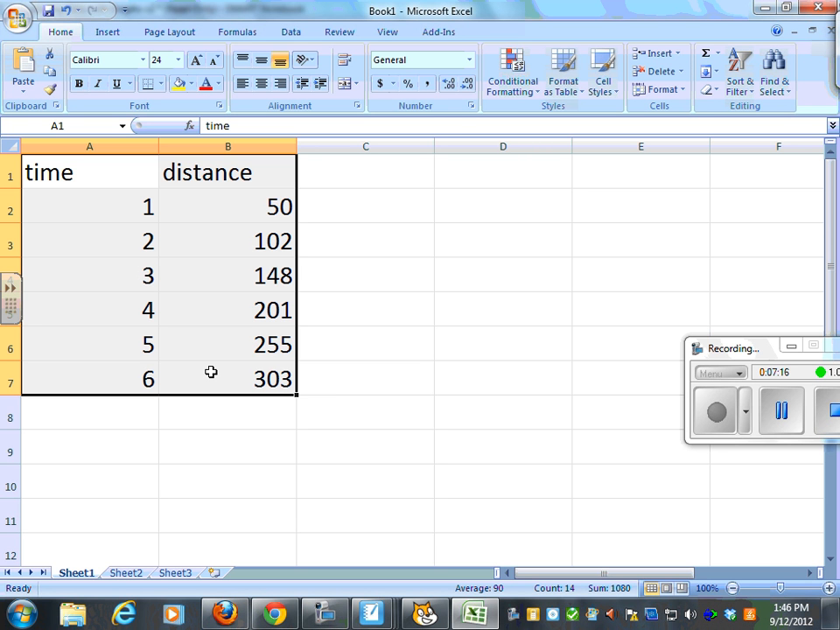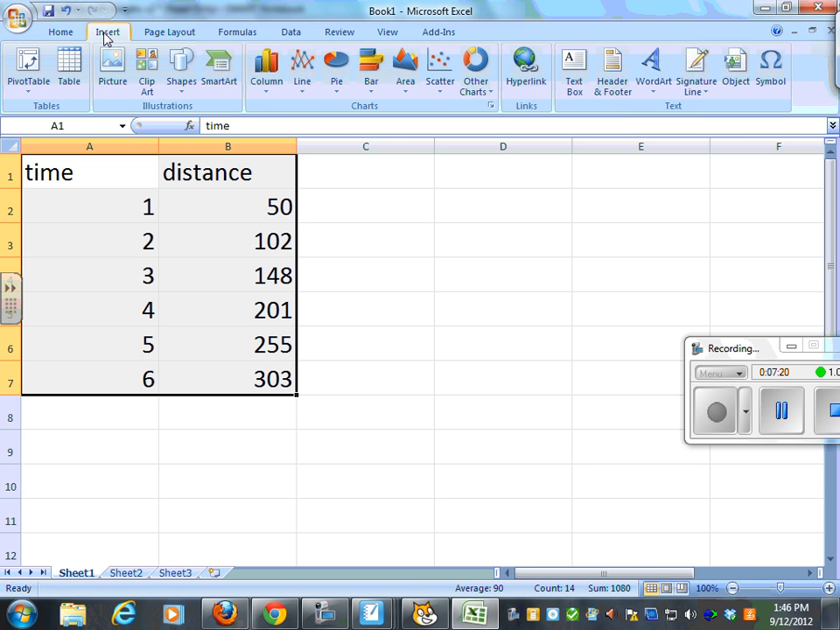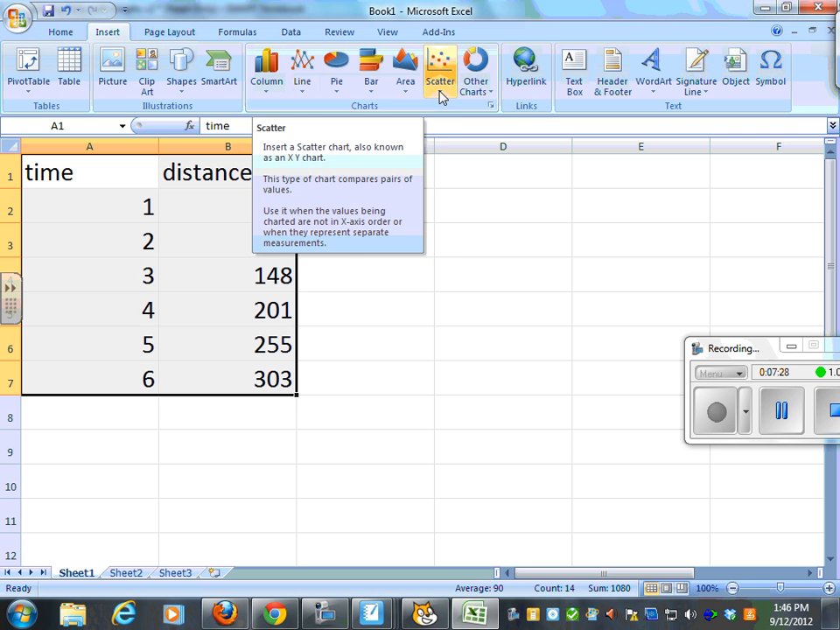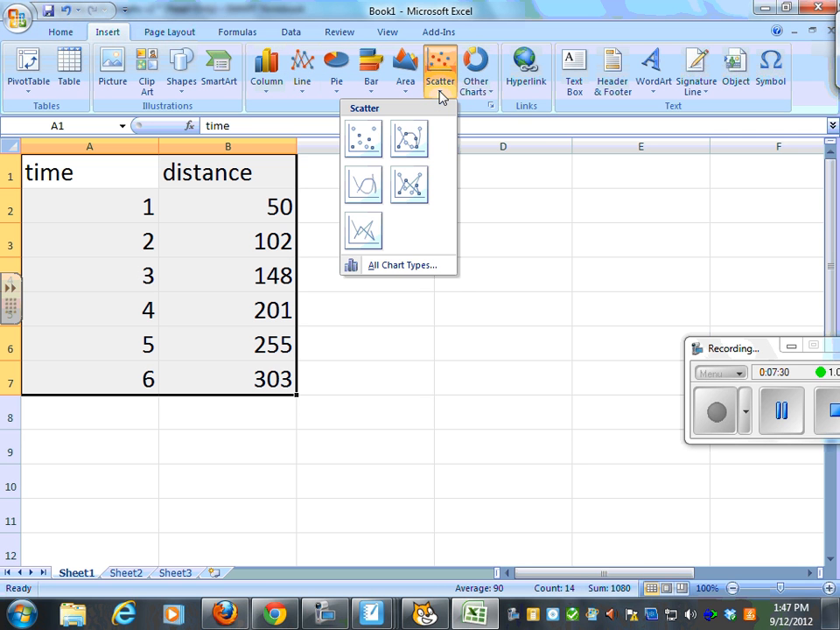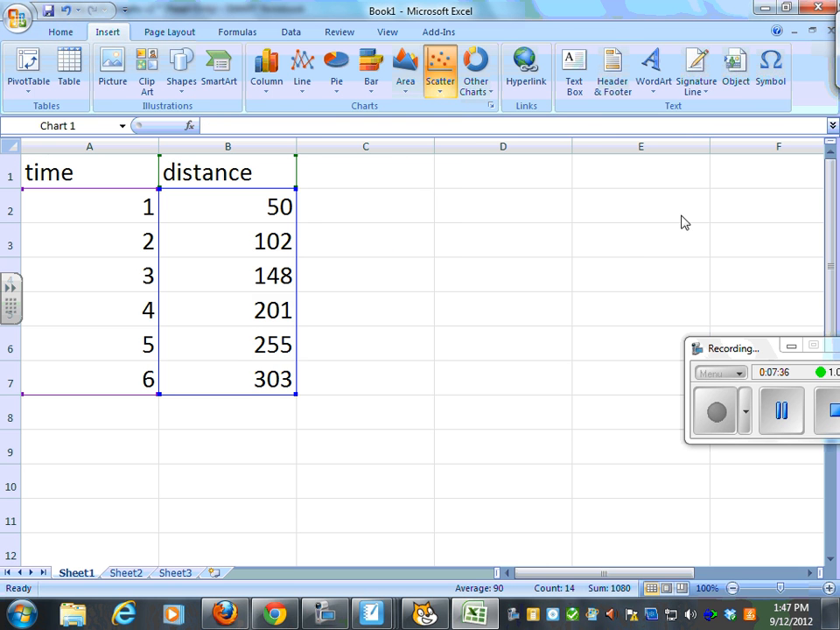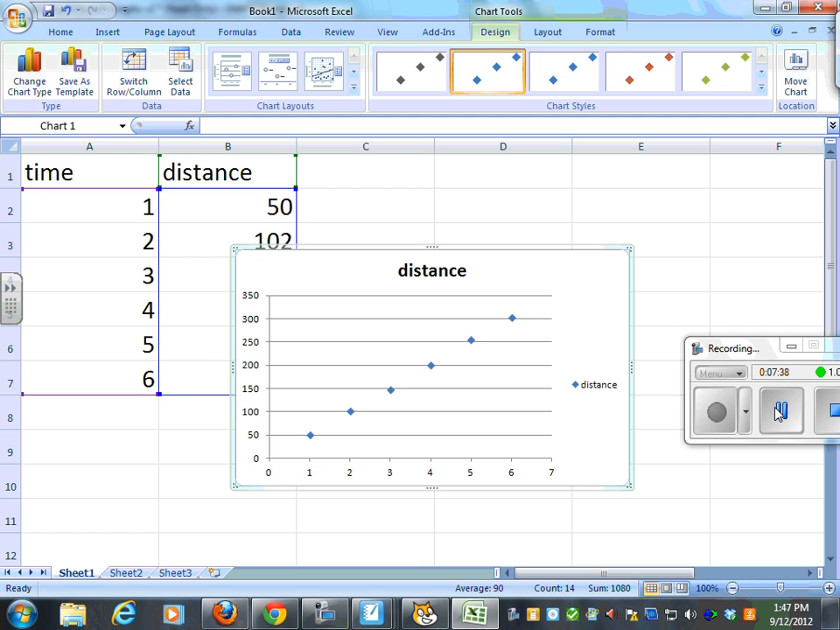Okay? And once you've done that, you're going to go to the Insert tab across the top, and then you're going to select Scatter Plot. And then pick the top left one here, which is just the data points. And you get yourself a nice graph, just like that. Just the data. Okay, so we've got the graph up there.